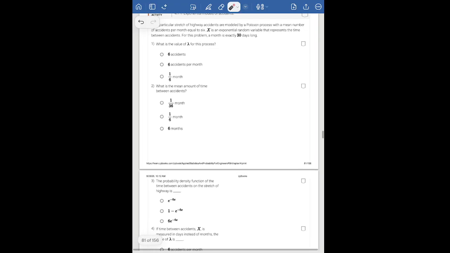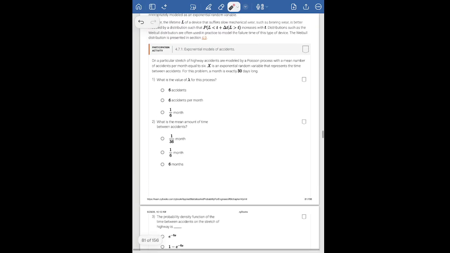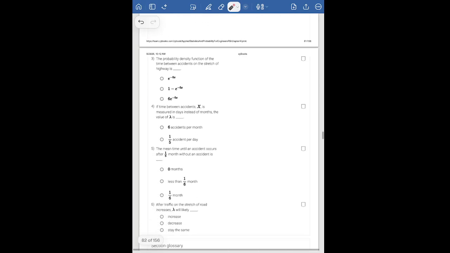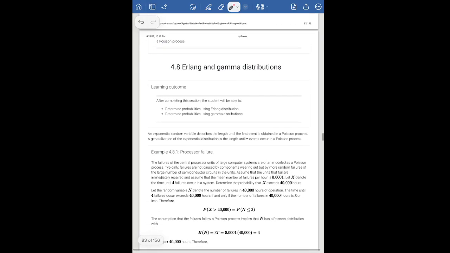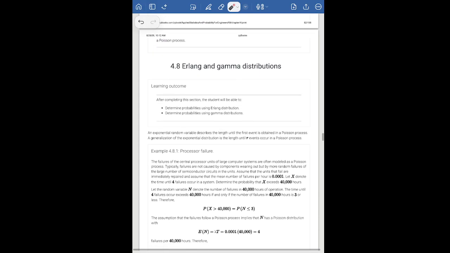What is the mean amount of time between accidents? Again, that's what you use this distribution for. You have more examples of how to apply that exponential random variable. But the continuous random variable is the time between events in a Poisson process. Okay, that's what we're looking at in that case. That's an exponential random variable.